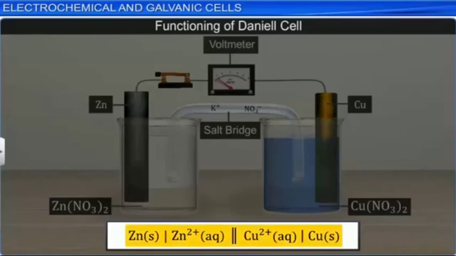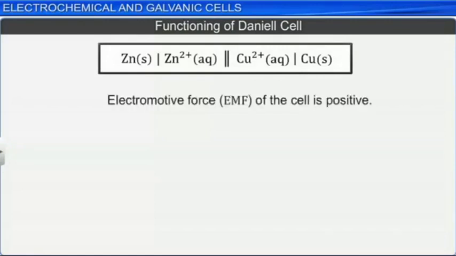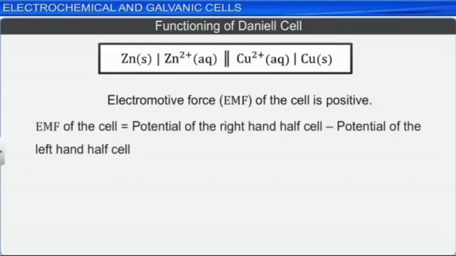Under this convention, the EMF of the cell is positive and is given by the potential of the half cell on the right-hand side minus the potential of the half cell on the left-hand side. That is, the EMF of the cell is equal to E right minus E left. Using this convention, the EMF of a Daniell cell may be calculated as shown.